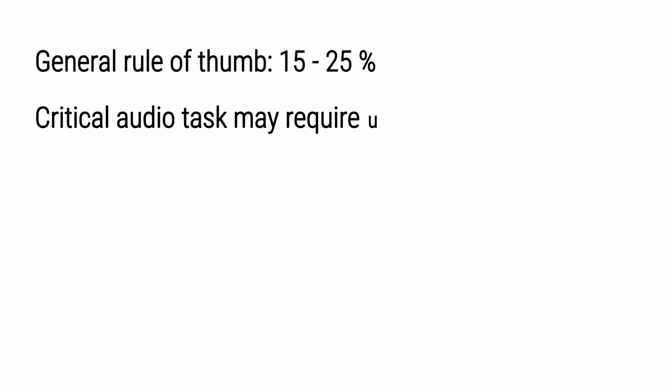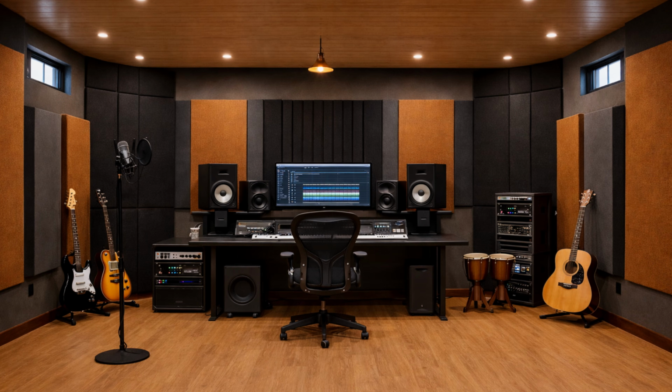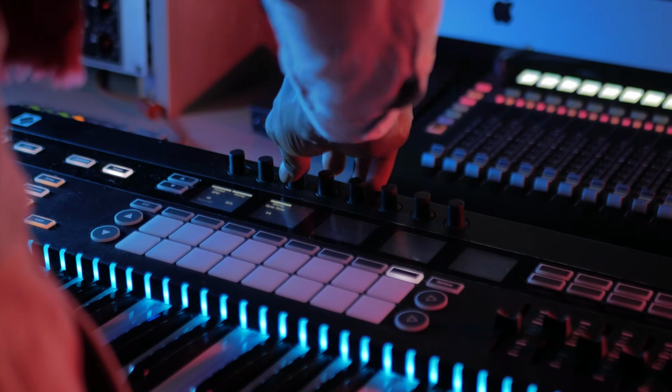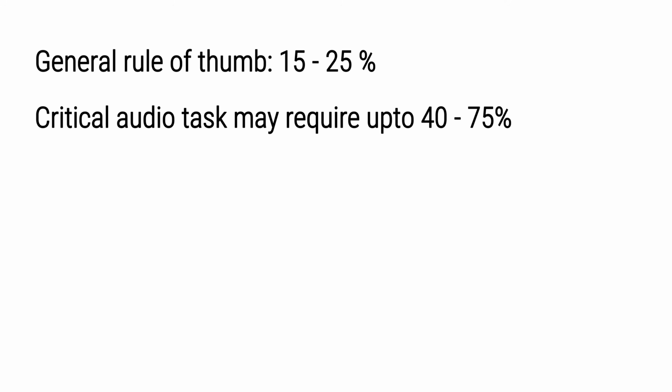Some spaces may require much more, up to 40 to 75% coverage, especially if the room is used for critical audio work. Recording studios, for example, often go up to 40% or even beyond because tasks like vocal tracking, mixing, and mastering require the room to be as controlled and balanced as possible. But if you're not doing highly critical sound work, sticking to that 15 to 25% range is usually just fine.